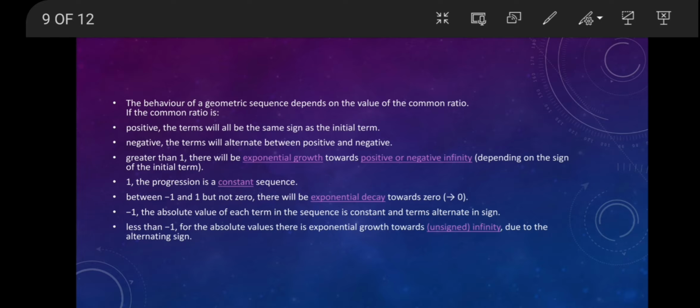If the ratio is 1, the progression is a constant sequence. Between -1 and +1 but not 0, there will be exponential decay towards 0. At -1, the absolute value of each term in the sequence is constant and the terms alternate in sign. Less than -1, for the absolute values, there is exponential growth towards unsigned infinity due to the alternating sign.